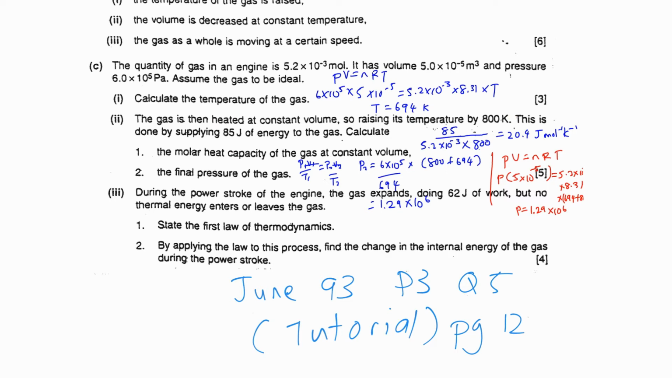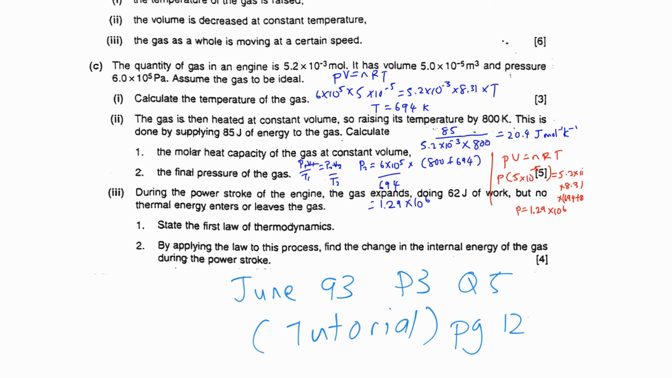So for molar heat capacity, we divide one more time with the number of moles, which is how much? 5.2 times 10 to the negative 3. So your molar heat capacity, take 85 joules divided by number of moles divided by temperature rise, so you get amount of heat energy needed per mole per unit temperature rise.